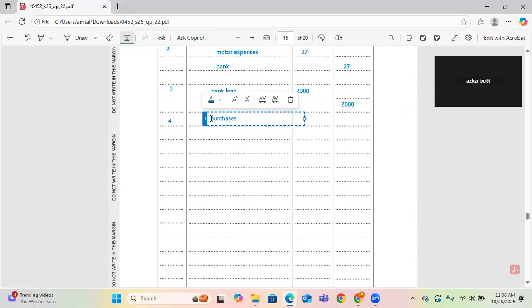Purchases, that is 168. Moira and Maya, these both will be credited with $84.